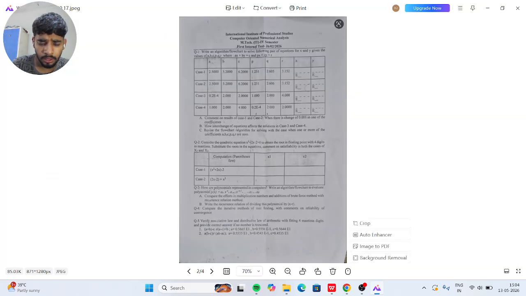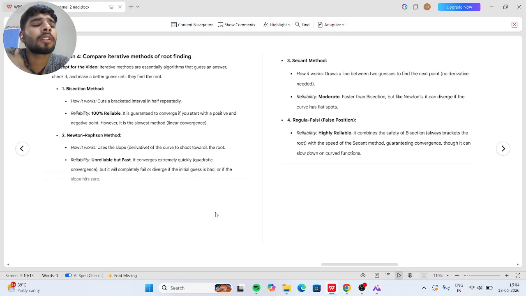Question 4 asks, compare the iterative methods of root finding with comments on reliability of convergence. So here we are comparing the iterative methods of root finding. First, the bisection method. How it works? It cuts the bracket interval in half repeatedly. It is 100% reliable. It is guaranteed to converge if you start with a positive and a negative point. However, it is the slowest method, with linear convergence.